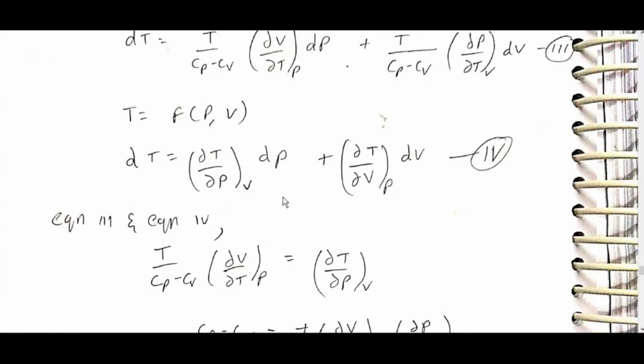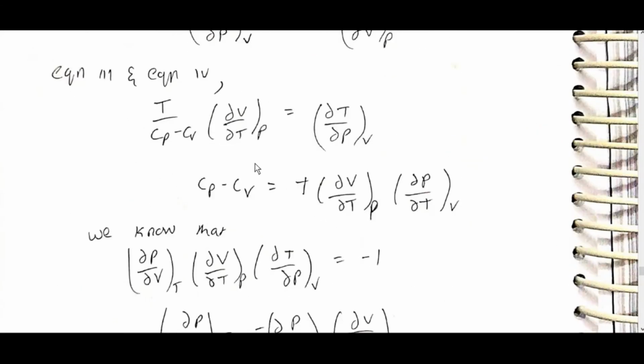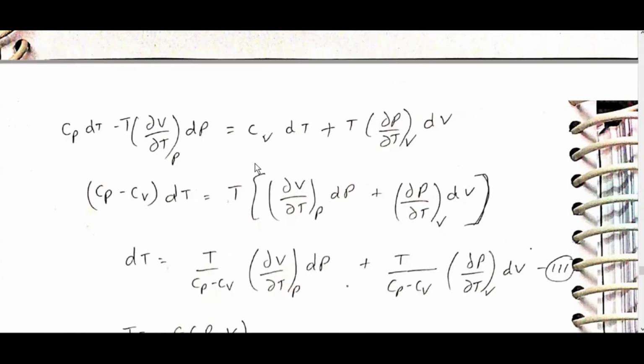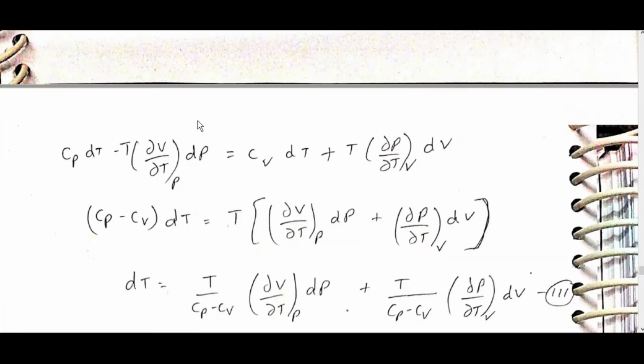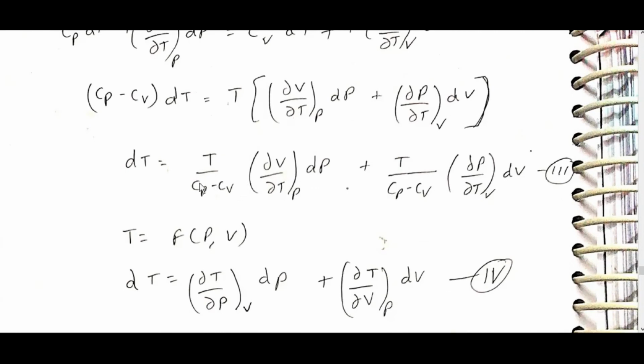Similarly, T is equal to f of P, V. Also, we can write it like this. Then by equating dS of both, we will finally get dT is equal to T by (Cp minus Cv) into ∂V/∂T into dP plus T by (Cp minus Cv) into ∂P/∂T into dV.